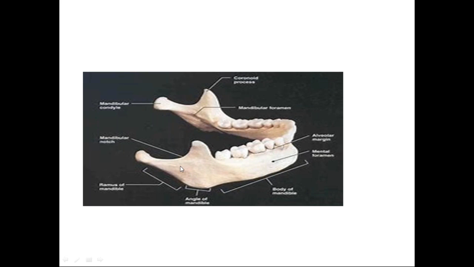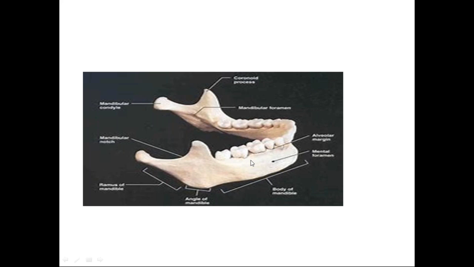This is another diagram. The ramus, when it articulates with the body, forms the angle of the mandible. This angle of the mandible is obtuse in infants and old age people, and it becomes acute in adults. Talking about its body, it has a superior surface, outer surface and inner surface, and an upper border or alveolar border.